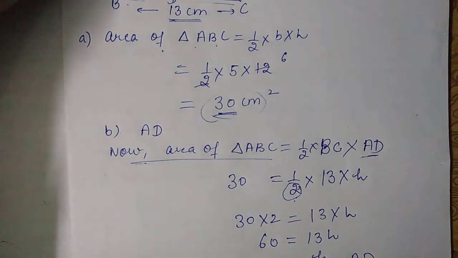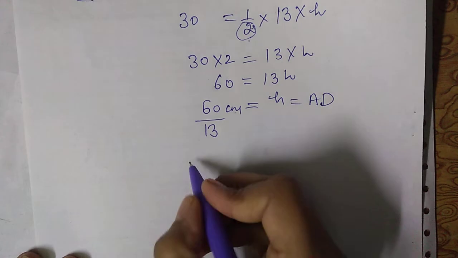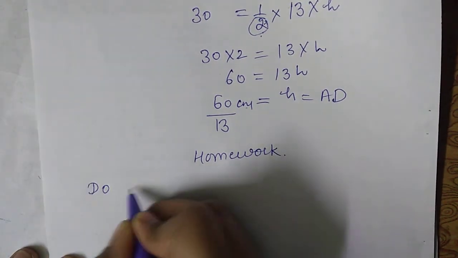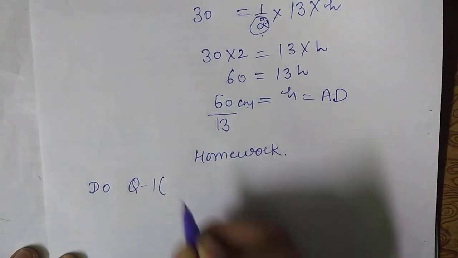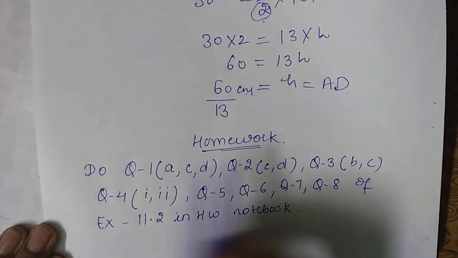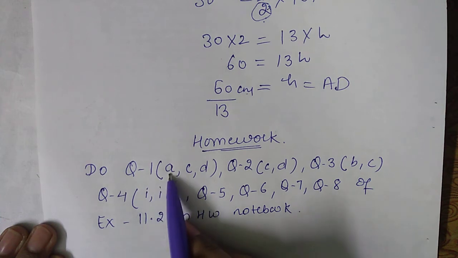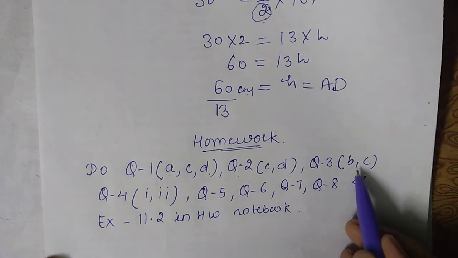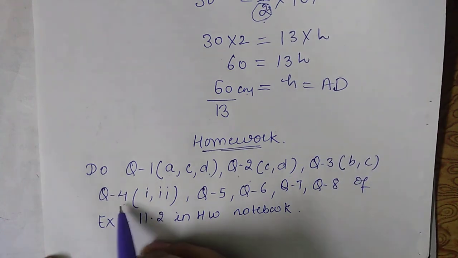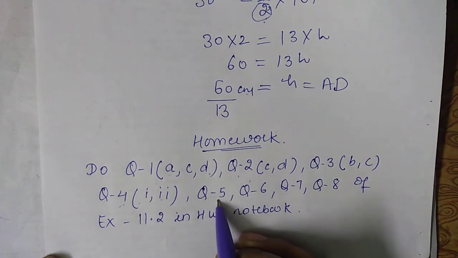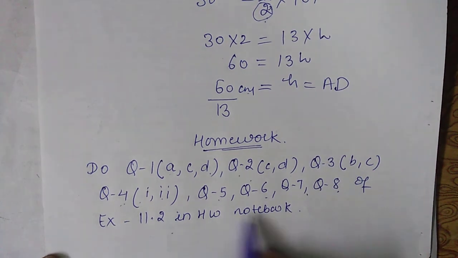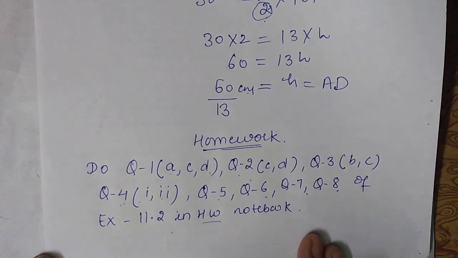Now come to the homework. What you have to do? Your homework for today's lecture: let me write the parts. Students, your homework is you have to do question number 1 A, C, D part, question number 2 B, C and D part, question number 3 B and C part, question number 4 first and second part, question number 5, 6, 7, 8, and these are of exercise 11.2. You have to do it in your homework notebook or fair notebook. So this is all about today's lecture. Thank you.